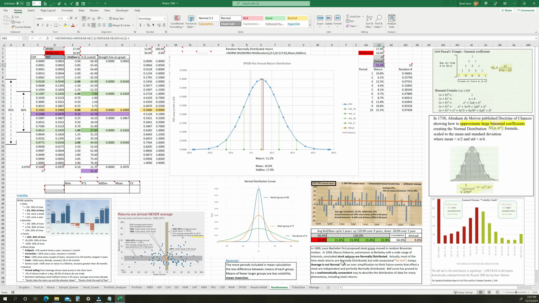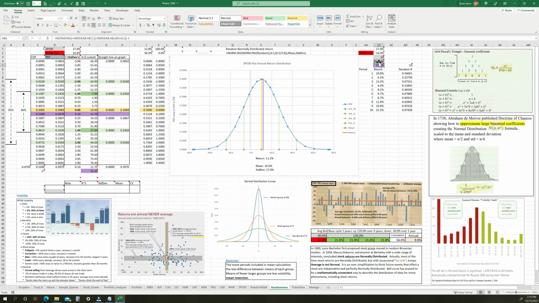Later studies showed stock returns are at best somewhat normally distributed. They have occasional fat tails, and this is sometimes referred to as the volatility smile, and that's kind of represented in this bottom right hand graph, where typical returns are normal, but on the extremes you can have more than you would expect with the normal distribution.